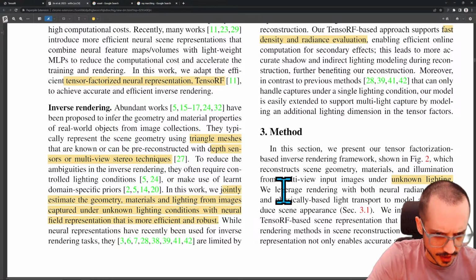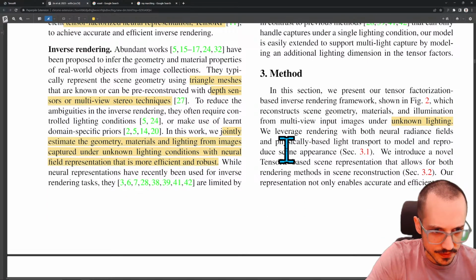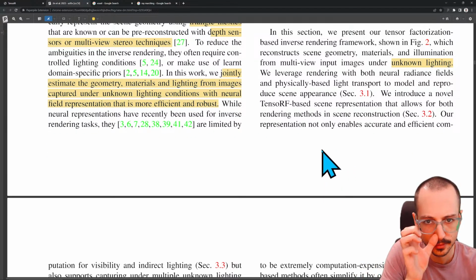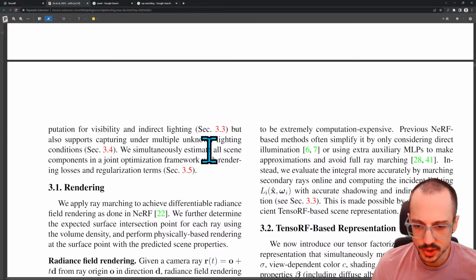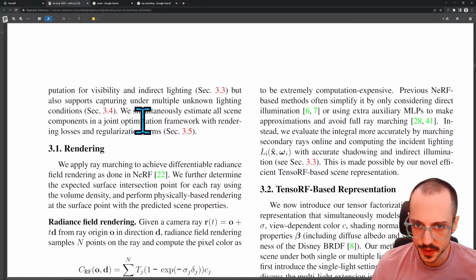Let's see. We leverage rendering with both neural radiance fields and physically based light transport. We introduce a novel TensoIR-based scene representation that allows for both rendering methods. Also supports capturing under multiple unknown lighting conditions. We simultaneously estimate all scene components in a joint optimization framework.